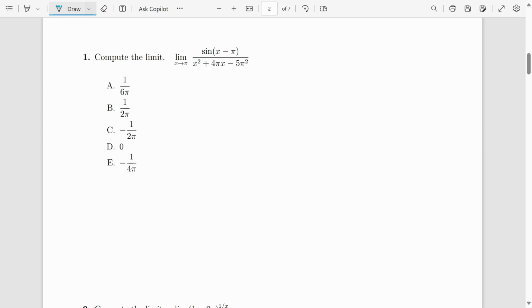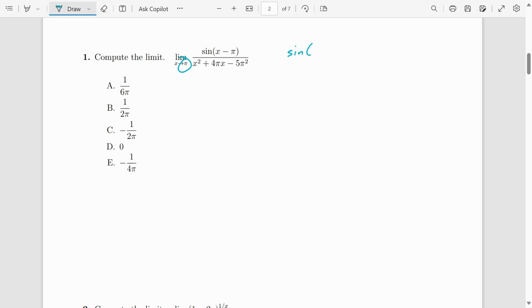Through all the limits that we've done so far, we know that the first thing we should do, especially with these big fraction limits, is just plug in the value that x approaches. And then based off of what comes out of that, we can determine our next steps. So let's go ahead and plug in pi for all these x's.